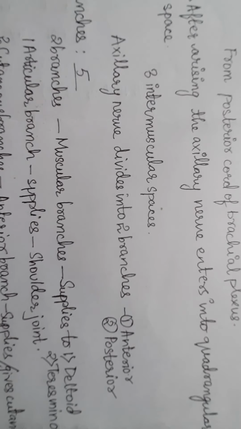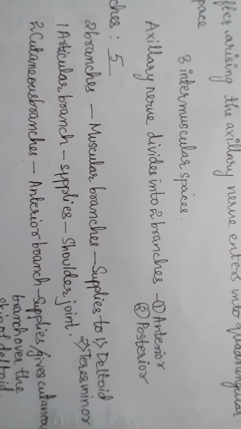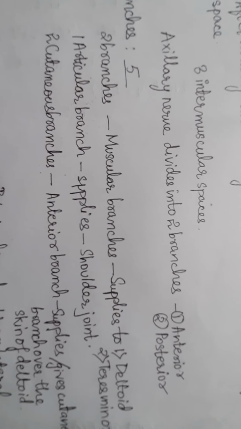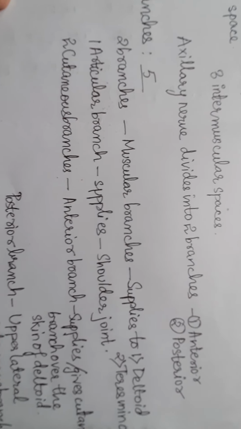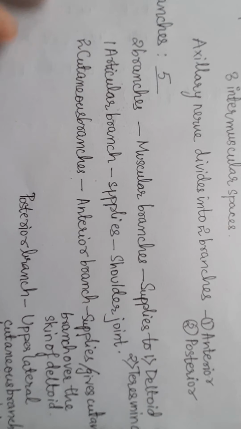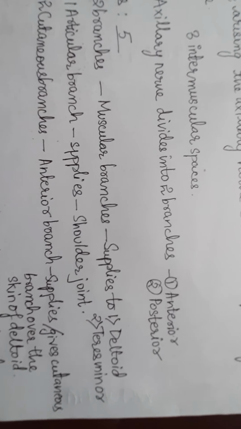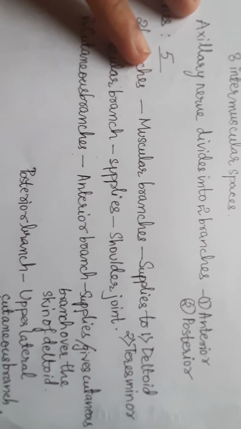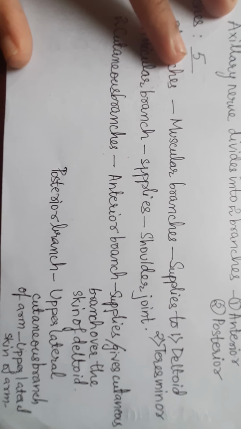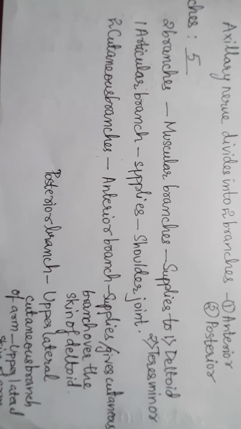So mainly there are 5 branches. 2 are muscular branches which supply 2 muscles, the deltoid and teres minor. Then one articular branch which supplies the shoulder joint. 2 cutaneous branches: the anterior branch of the axillary nerve supplies the skin over the deltoid. Next is the posterior branch, the most important branch of the axillary nerve, also known as the upper lateral cutaneous branch of arm, as it supplies the upper lateral skin of the arm. So this is the introduction of the axillary nerve.